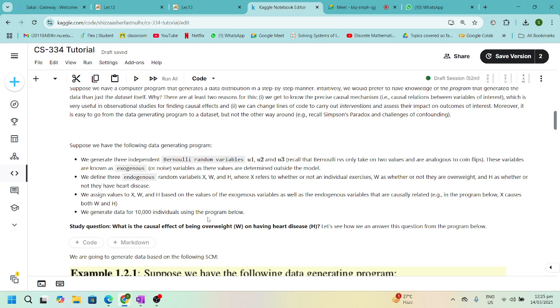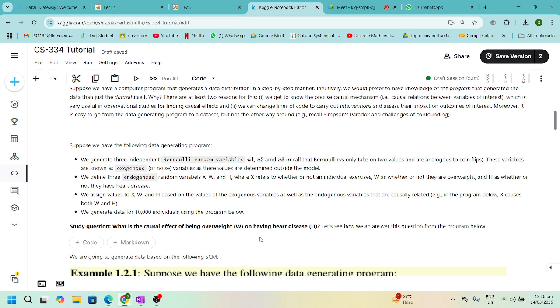This is basically a mapping of the example covered in class as well. If you guys would recall, X determines whether an individual exercises or not. W refers to whether they are overweight or not. And H refers to whether or not they have heart disease. In our problem, we are trying to determine whether being overweight leads to having heart disease.